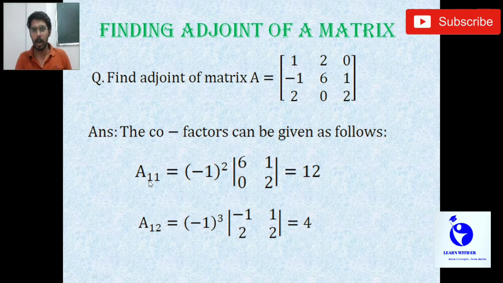So A11, that means we are targeting the element on the first row and first column. What will be the cofactor of this one? Simply we need to put -1 to the power of the sum of the address, that is 1 plus 1, which is 2, into the determinant of the minor of this particular element. To find the minor of this element, we need to just eliminate the row and the column concerning this element, and whatever is left, the determinant of that will give me the minor.